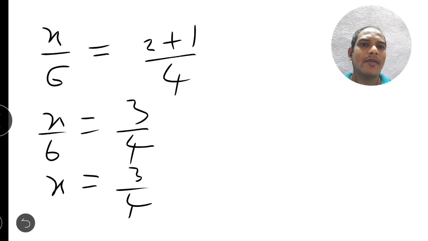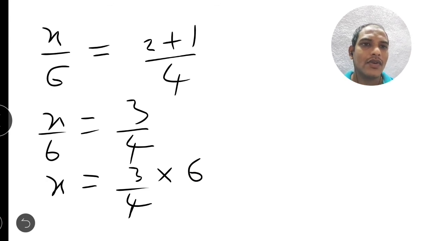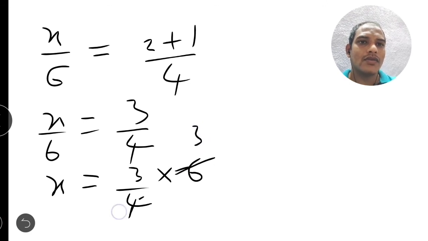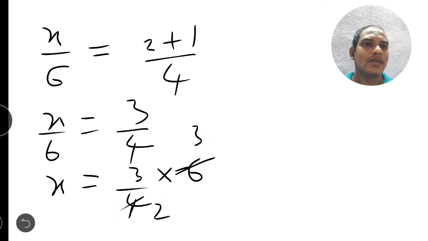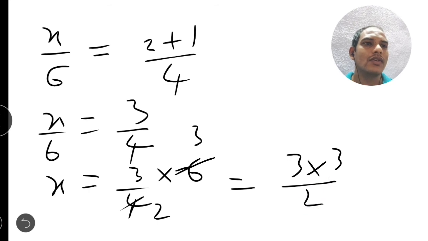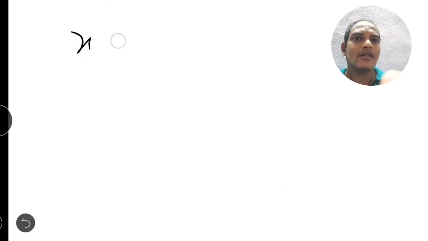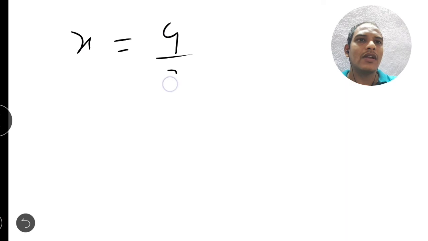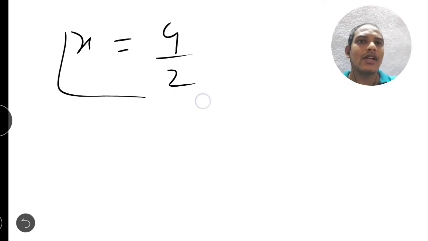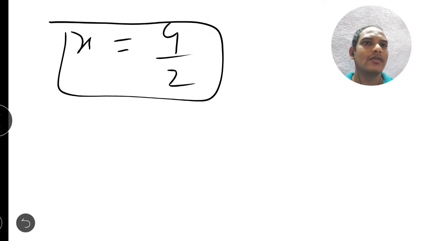6 is in denominator place, so then it will multiply with the numerator. So now any cancellation here? Yes, 4 and 6 both are coming in 2 tables. So 2 3s are 6, 2 2s are 4. So it is equals to 3 into 3 divided by 2. So 3 3s are 9 divided by 2. So our answer is 9 by 2.